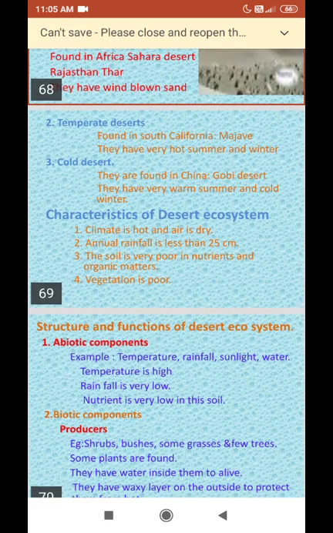Then third one is the cold desert. They are found in China. For example, we can say the Gobi desert. They have very warm summer and cold winter.